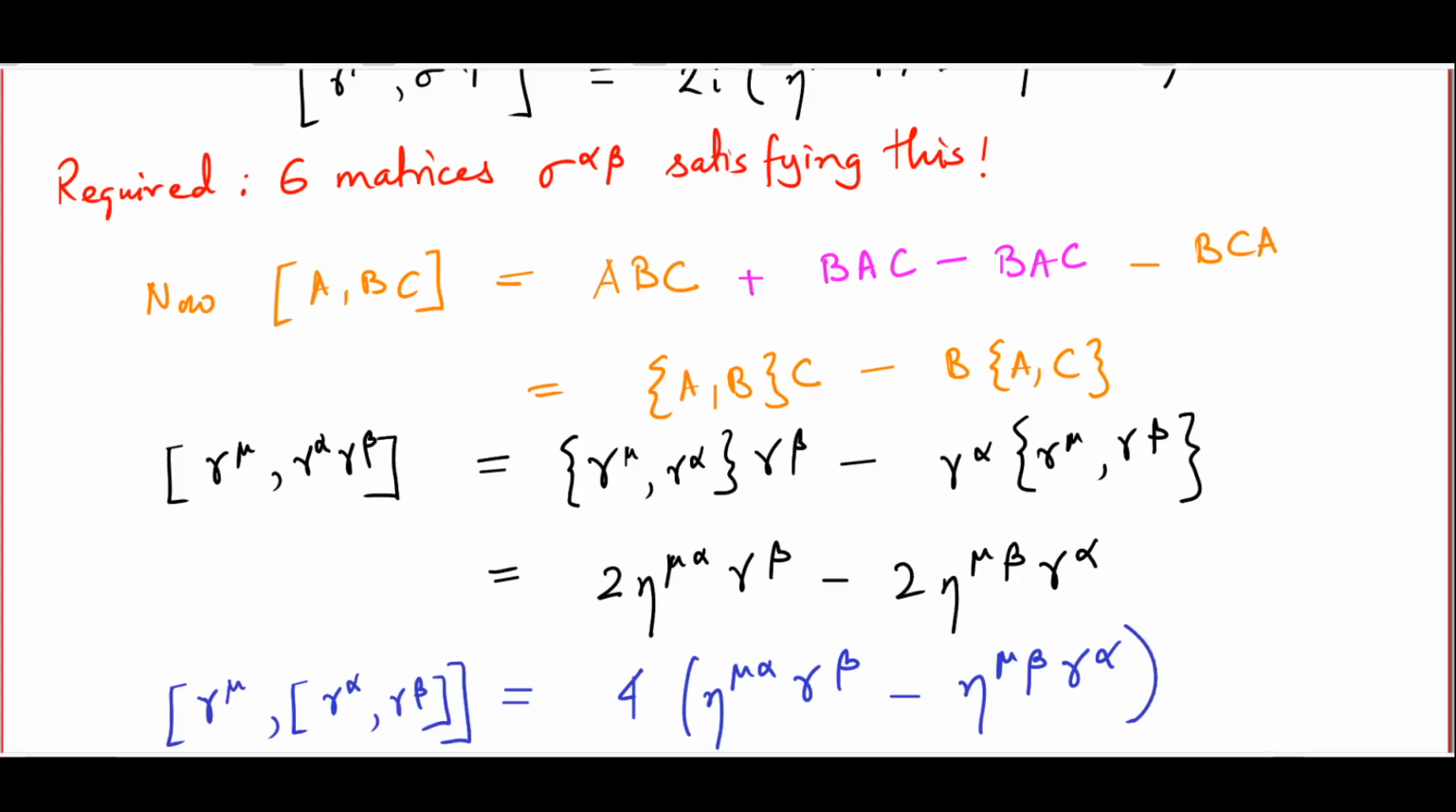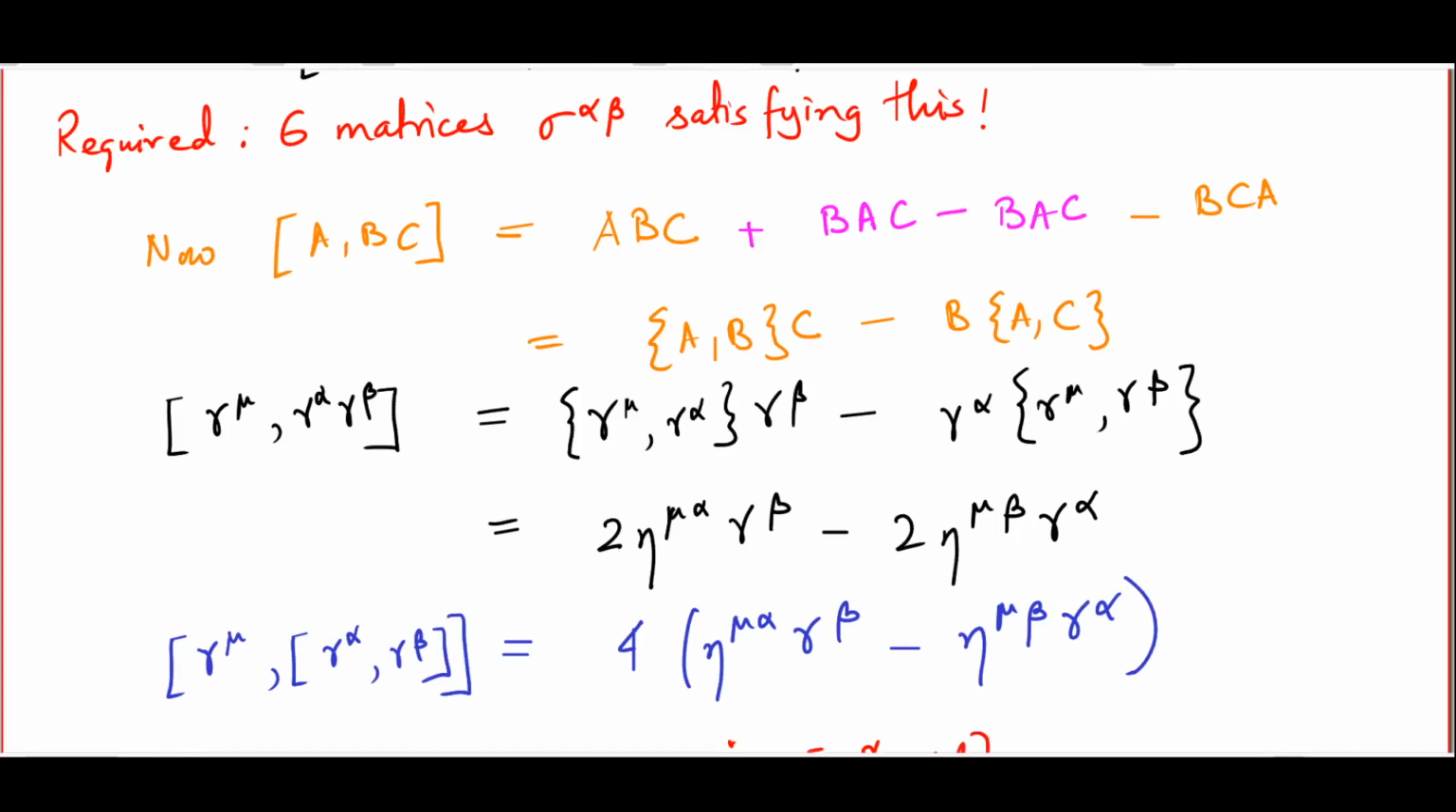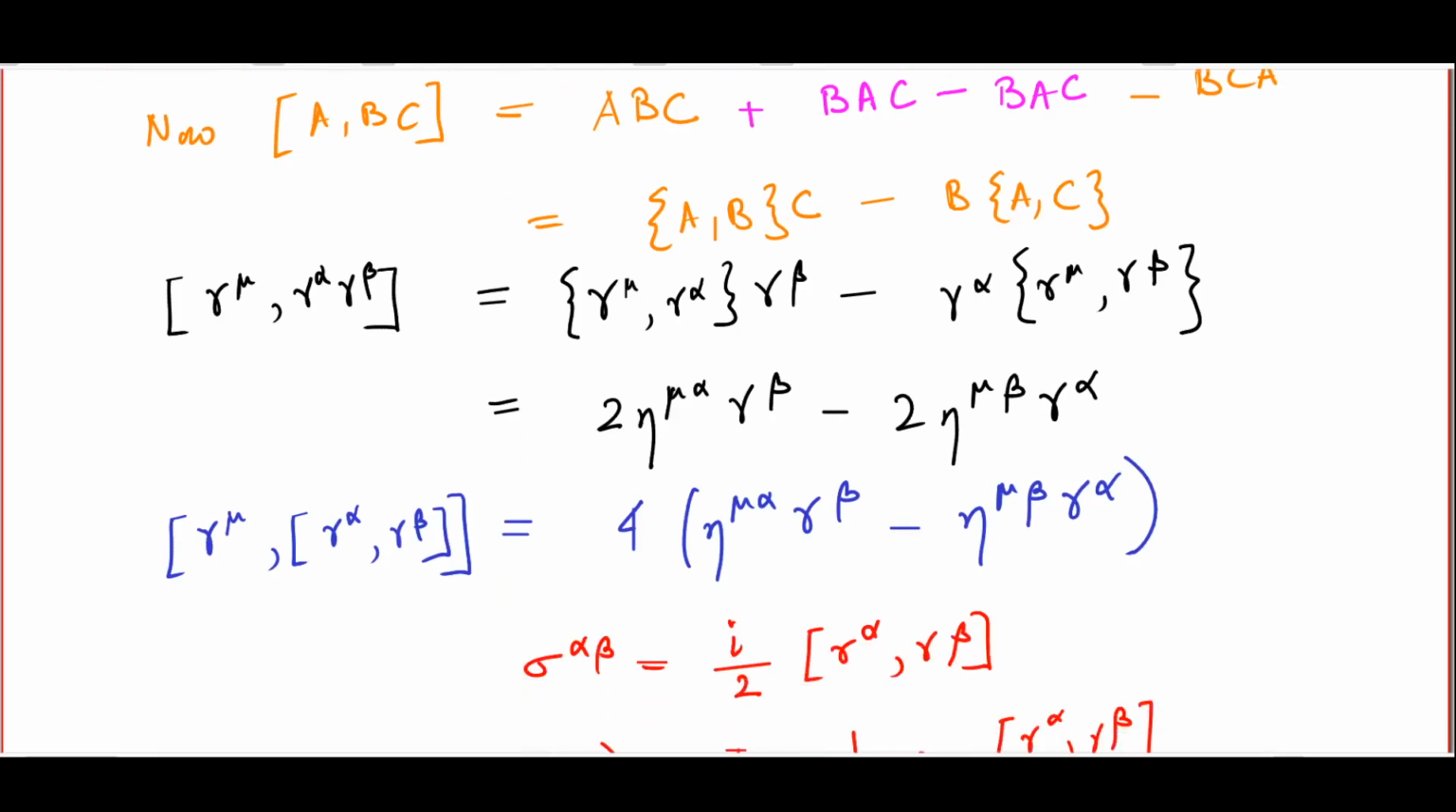Instead of taking γ^αγ^β, the product, all you have to do is take the commutator of γ^α with γ^β. It is very easy to see that the additional term −γ^βγ^α would actually give you exactly the same result. So the commutator of γ^μ with the commutator of γ^α, γ^β is 4 times η^{μα}γ^β − η^{μβ}γ^α. Now this is exactly what we need, except for a factor.